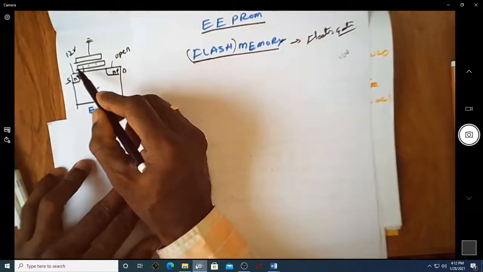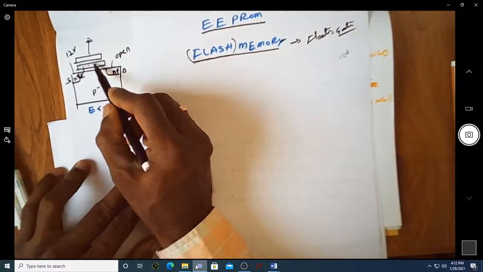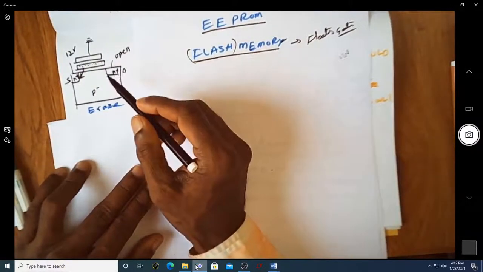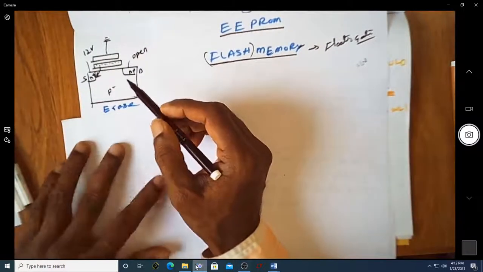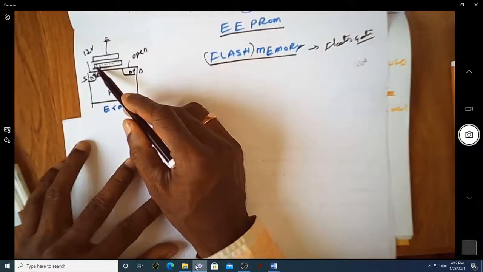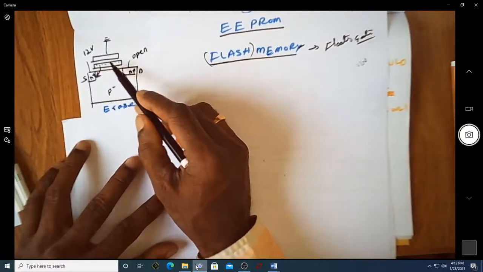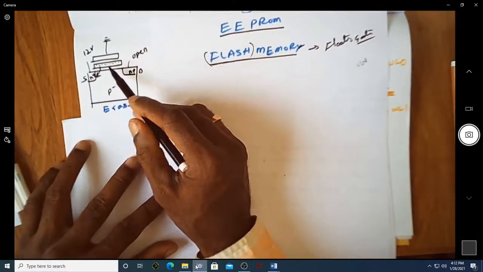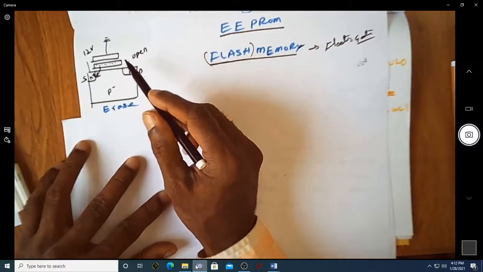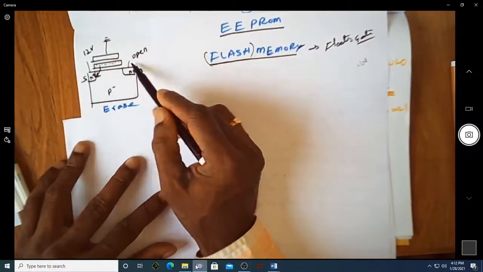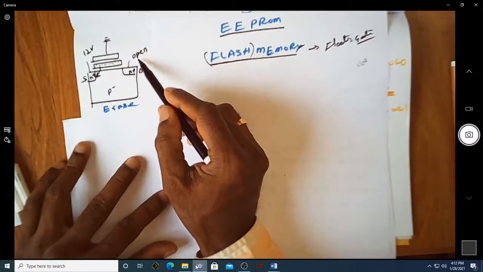Now assume that there are some charges already trapped in this floating gate. If you want to take out the charges, we call it the erase process. Erase process is nothing but taking out the charges that are trapped in the floating gate. That can be accomplished by grounding the gate, applying 12 volts, and keeping your drain in open condition.